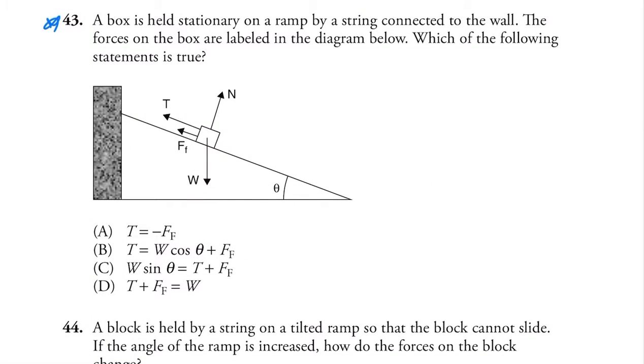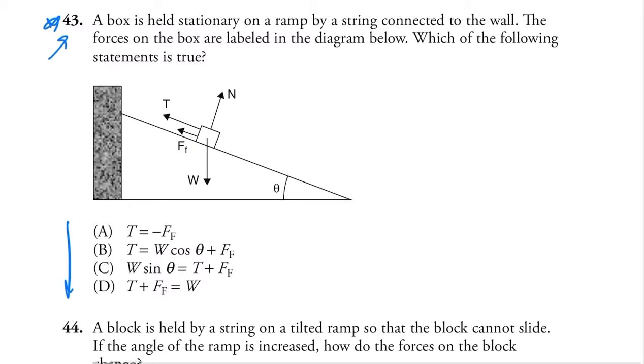Hello everyone, this is a video answering question 43 in the MCAT physics section. So there's a question right here that there is a box and it is stationary on a ramp, and we're trying to find which statement is true out of these right here.